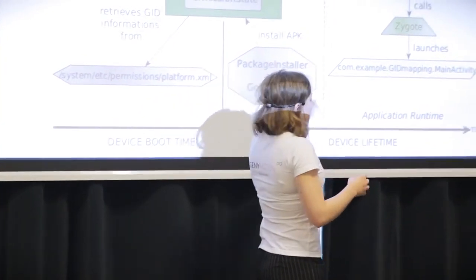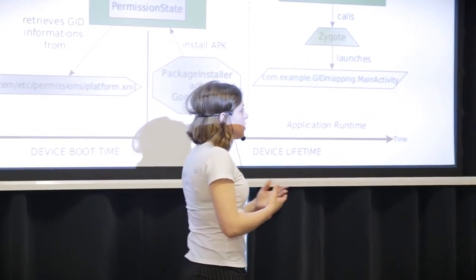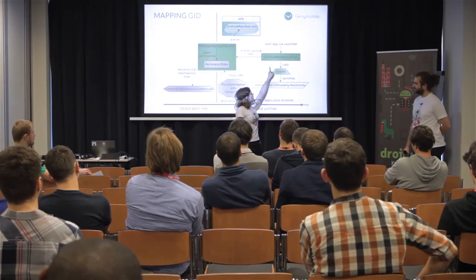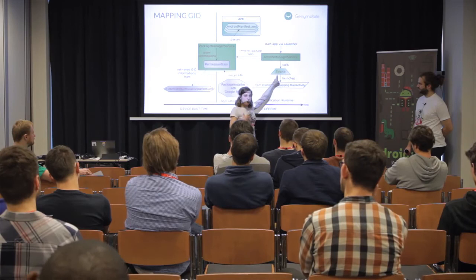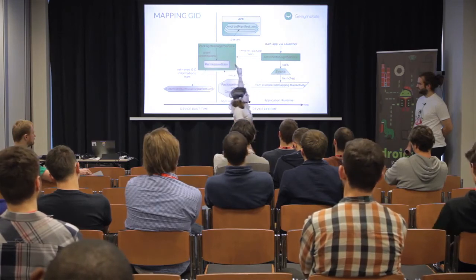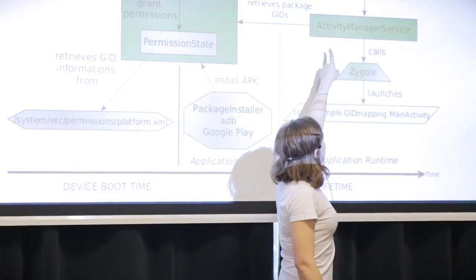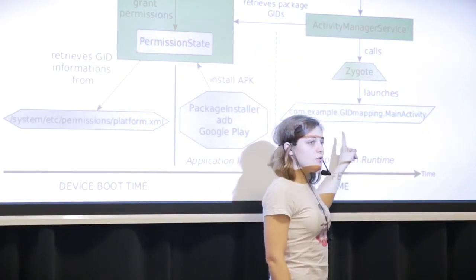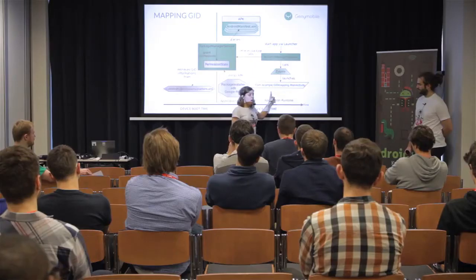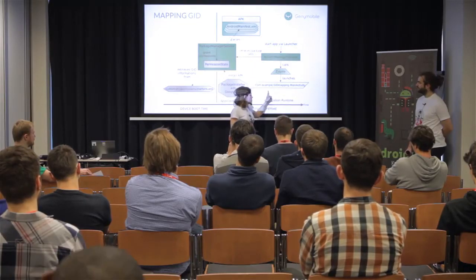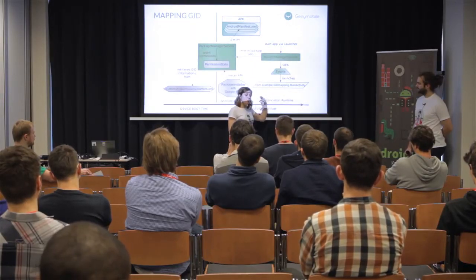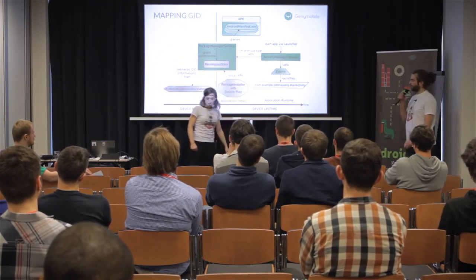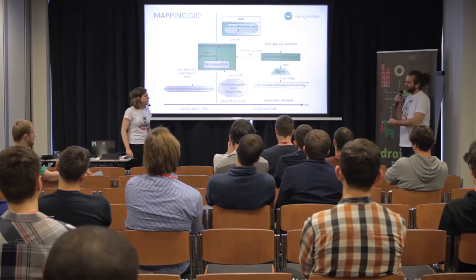Because when you're starting an application, the activity manager is launched, and the activity manager is going to call Zygote to start your application. Because your package manager has all the information, it is the activity manager who's going to retrieve the GIDs and then be able to apply them to the new process of your application. That's how you get privileged features in your application. For the permission, yeah, GID mapping related.